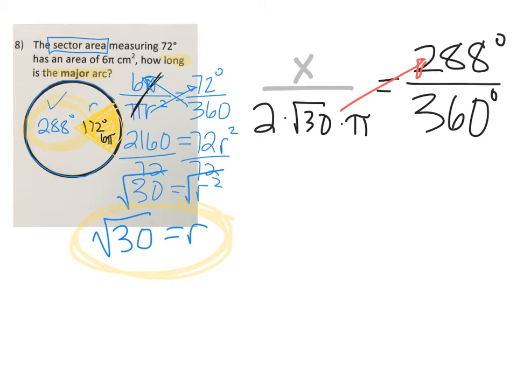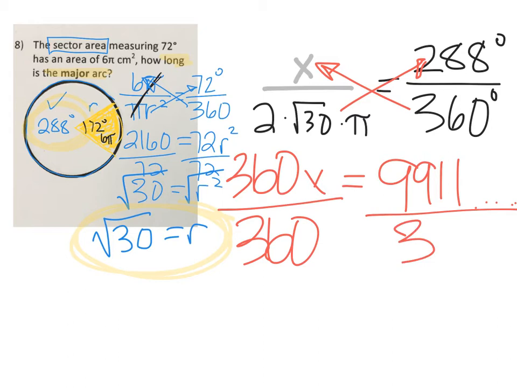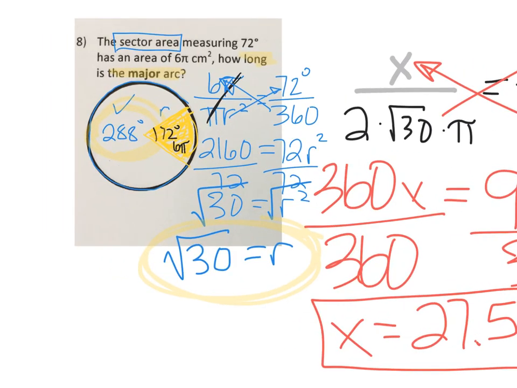288 times 2 times square root of 30 times pi is 9911 point stuff, equals, cross multiplying over here, 360 times x. So we're going to divide both sides by 360. And my calculator says the answer is 27.53 centimeters is the measure of that arc that goes almost all the way around my circle.